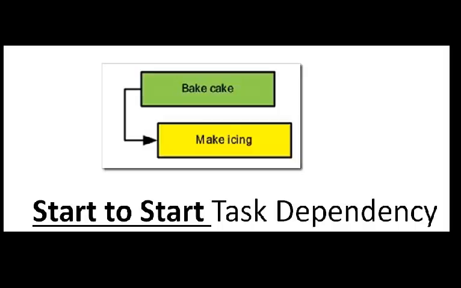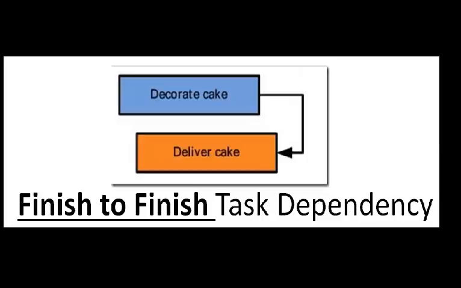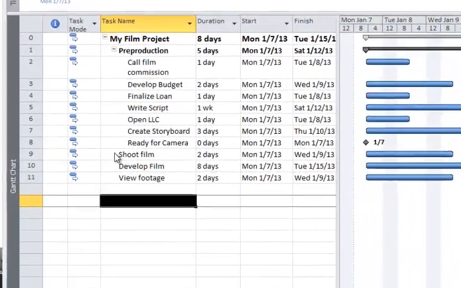Another dependency is a start to start. This relationship shows that once you start baking the cake, you can go ahead and make the icing at the same time. So when the baking the cake starts, that means that making icing can start. A finish to finish relationship means that when one task finishes, the other can finish also. So as you're decorating the cake, you're driving it and going to deliver the cake. So once decorating the cake is finished, that means deliver the cake can finish at some time in the future.